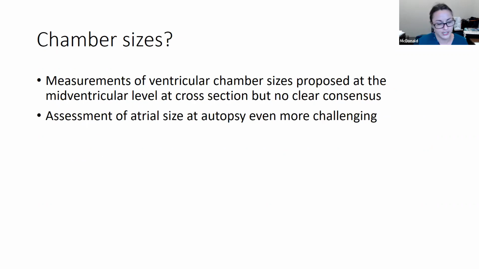What about the chamber sizes? So they note that the measurements of the ventricular chamber sizes is proposed to be at the mid-ventricular level, but there's not a clear consensus of this. And the assessment of atrial size is even more unsure.